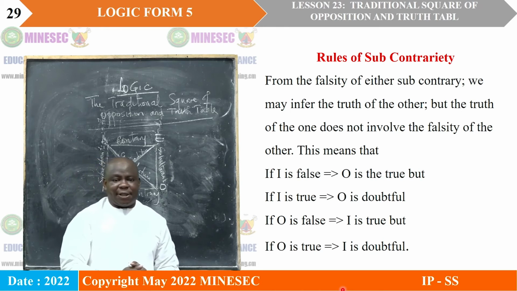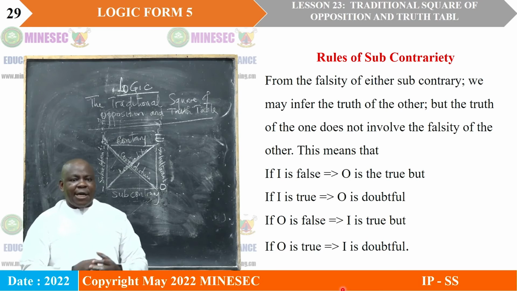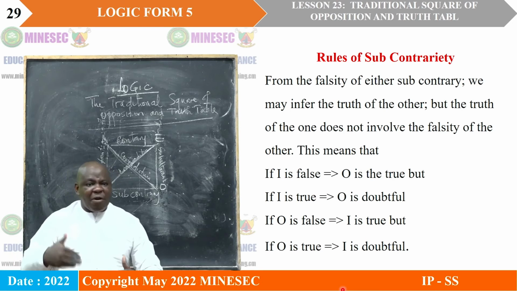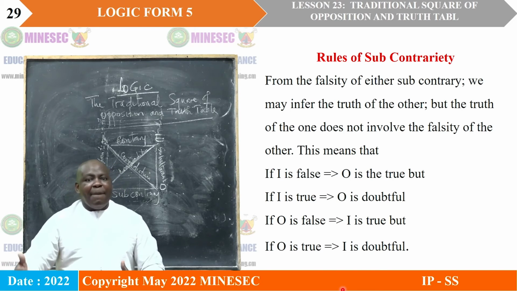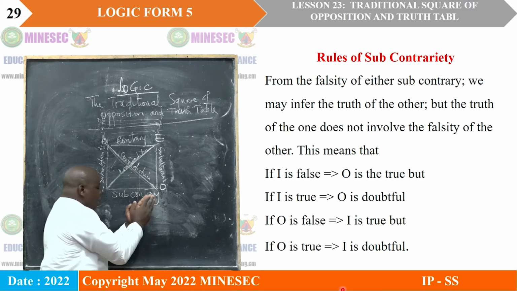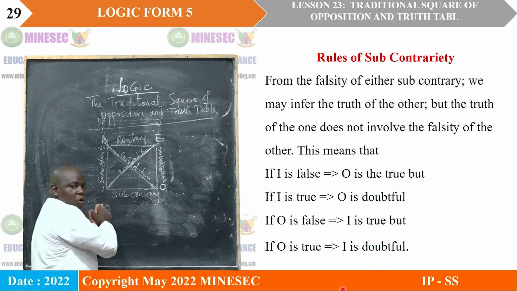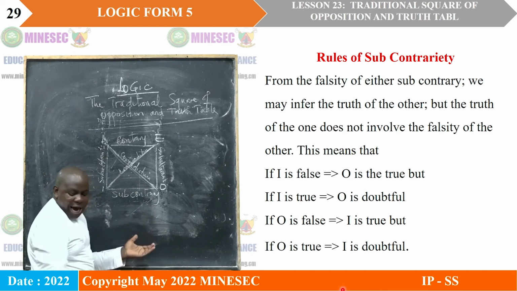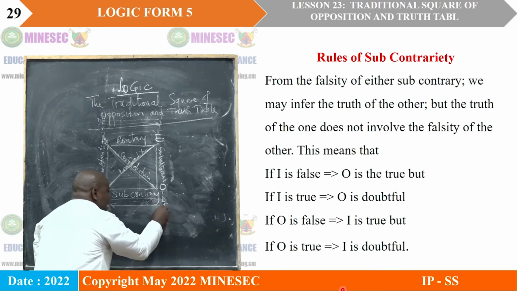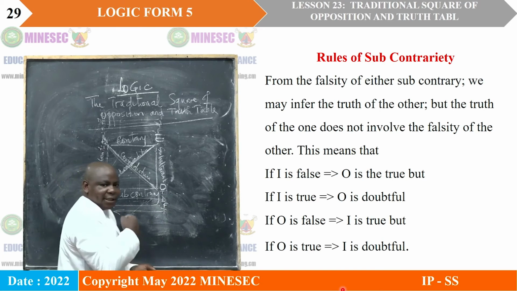Rules of subcontrariety. Now look at it. Rules of subcontrariety: from the falsity of either subcontrary, we may infer the truth of the other. But the truth of one does not involve the falsity of the other, which means that if I is false, O is true. If I is true, then O will be doubtful. If O is false, I will be true. But if O is true, I will be doubtful.